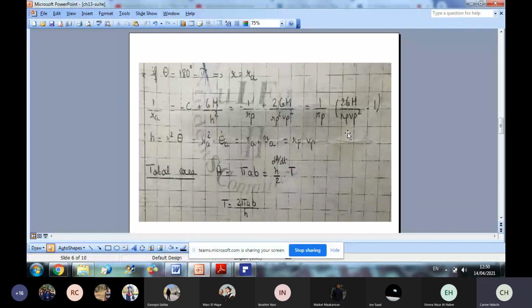Now, since I know that H at the apogee is equal to RA VA, and at the same time it's equal to RP VP, once you get RA, you can now calculate VA based on this equality, which is RA times VA equals RP times VP.